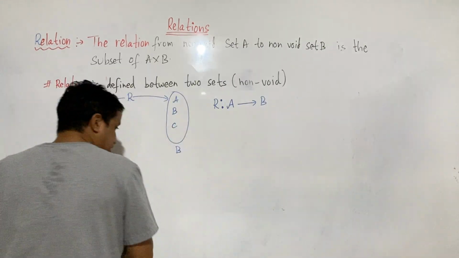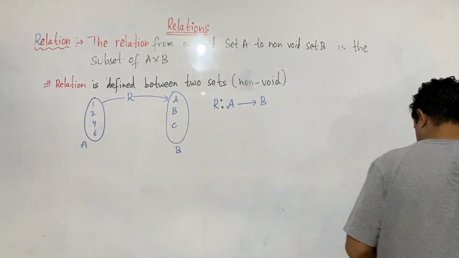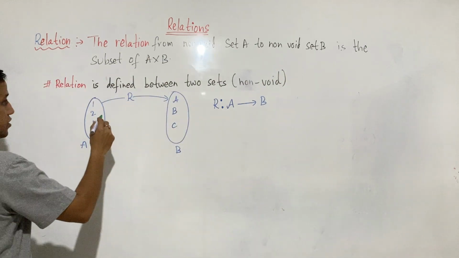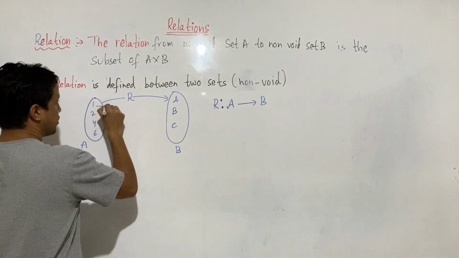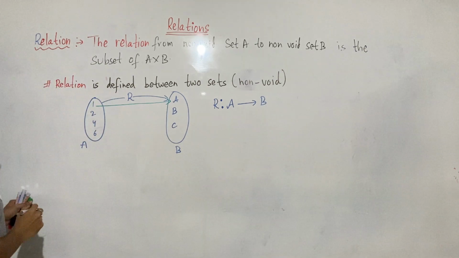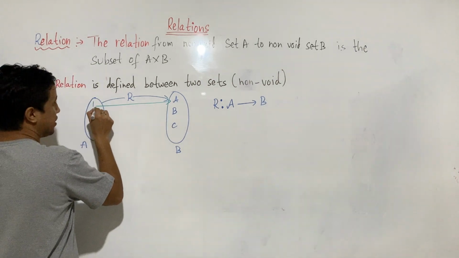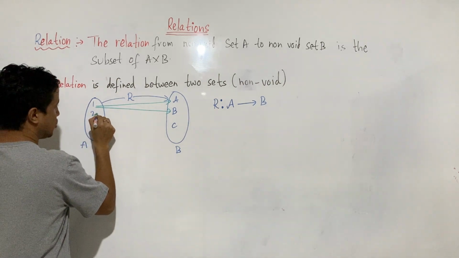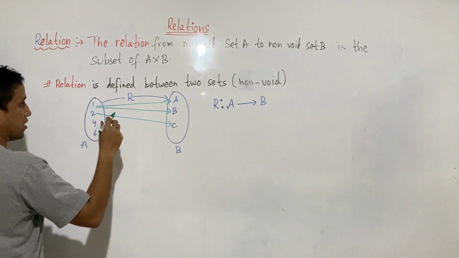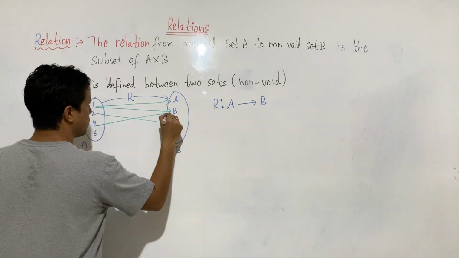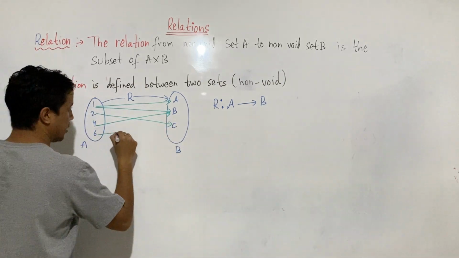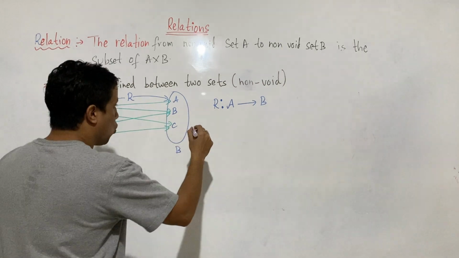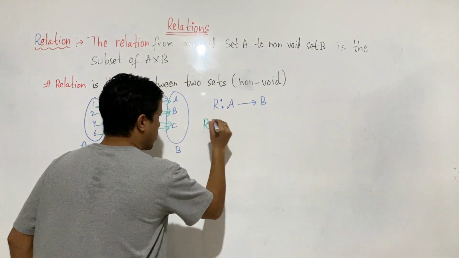it is already defined that the relation is given and A is related to this A. 1 is related to B. 2 is related to C. And 4 is related to B. And C is related to C. Okay, so then what's going to be the relation?